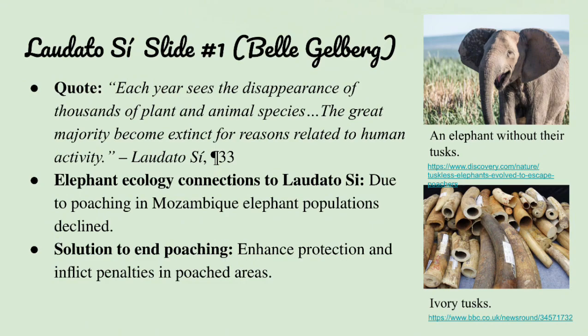Solutions we came up with were to enhance protection in different national parks in areas elephants are in, and then also inflict penalties in poached areas, specifically to those who are poaching against the laws.